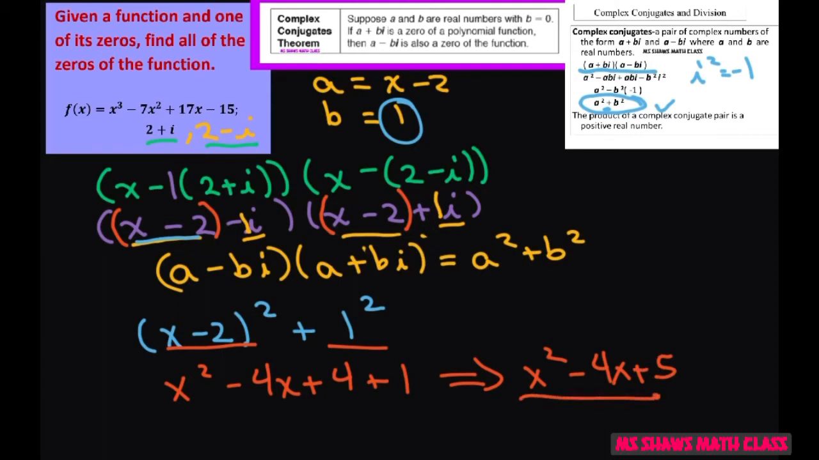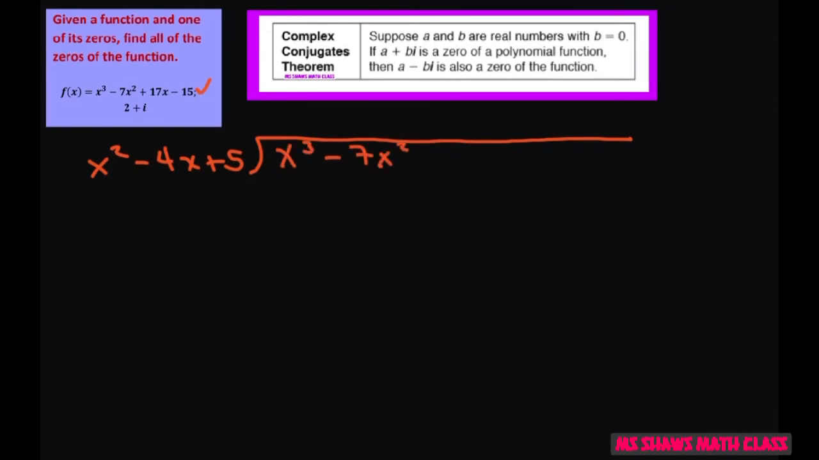So we just formed a polynomial, and we're going to use this polynomial to divide our polynomial to get my other zero. So we have x squared minus 4x plus 5. That's your divisor, and your dividend is going to be our polynomial, x cubed minus 7x squared plus 17x minus 15. All right, and we just ask what times x squared gives me x cubed, and that's just x.